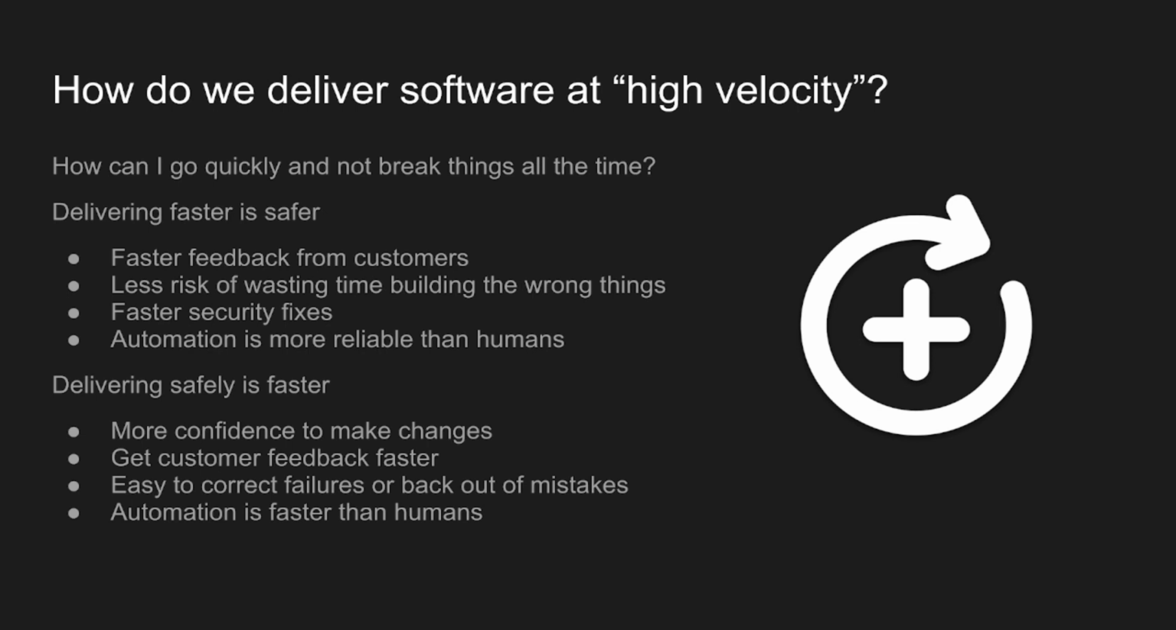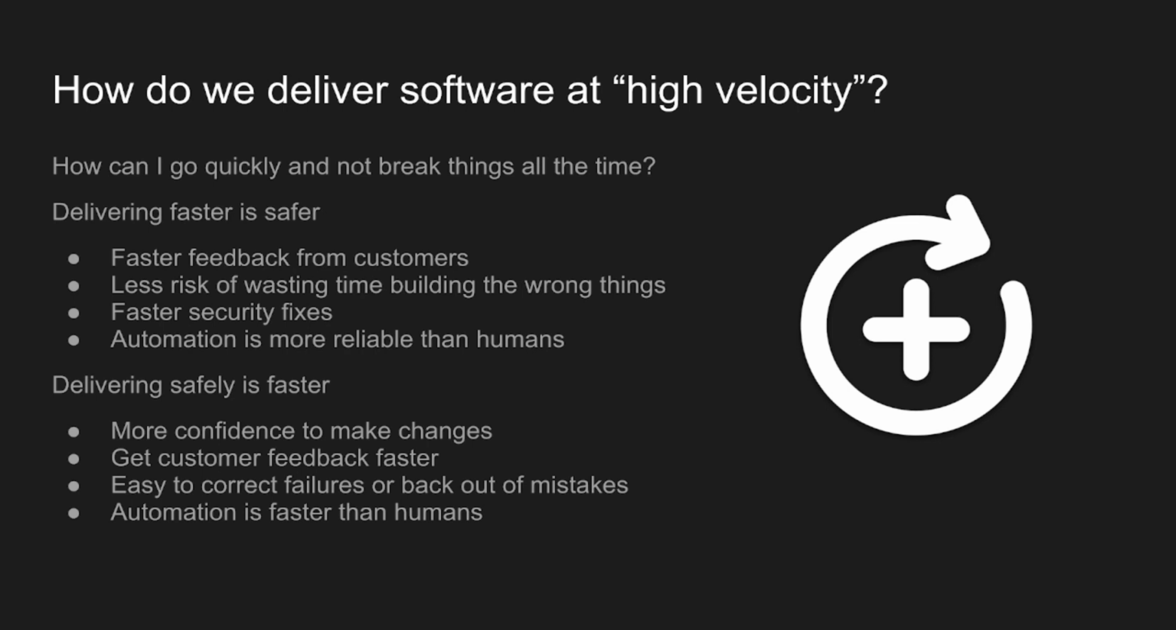Knowing that you have these safety mechanisms in place means you can just keep going faster and faster. You can ship every day, ship every hour. You know that you're going to get that customer feedback faster. So if you break something, you're going to hear about it right away, which is both faster and lets you go faster. It's easy to correct failures or back out mistakes. If you do break something and you get feedback from your customers that they hate this thing or that it's broken, you can revert that, and you can do that in a couple of minutes, which is super empowering.